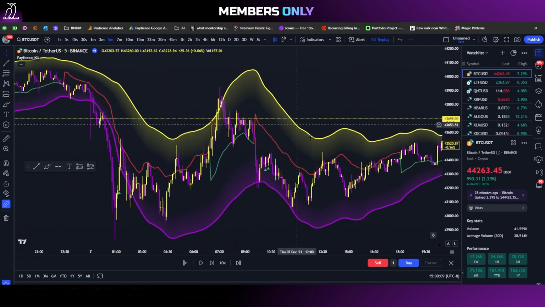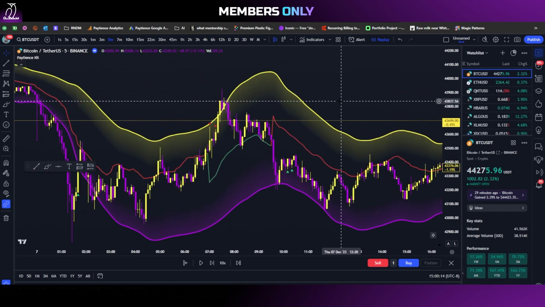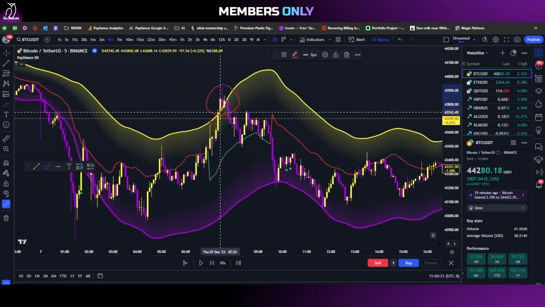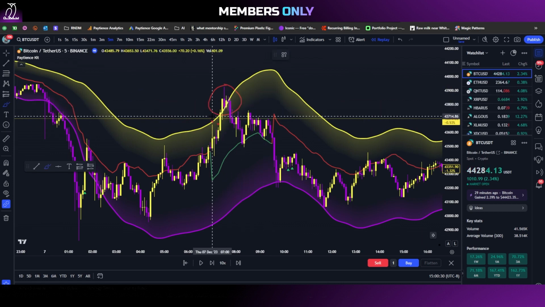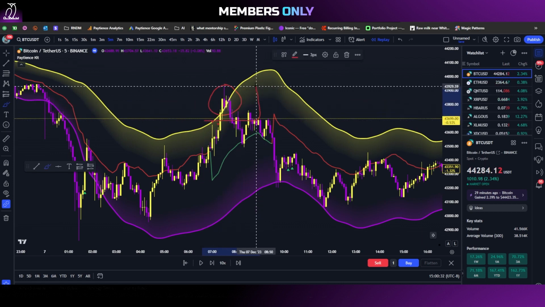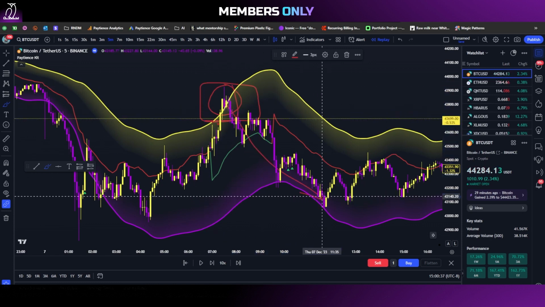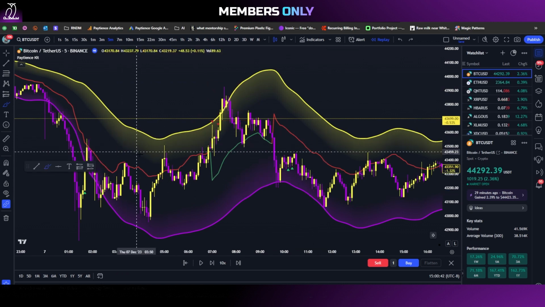So these bands right here, the yellow band and the purple band, are proprietary made bands, and they are based on a lot of different things. So what we're looking for is the price to hit the top of the band. When it hits the top of the band, that is a short signal. And as you can see, if we would have entered anywhere up here, you would have made a lot of profit on the way down if you were willing to hold out.